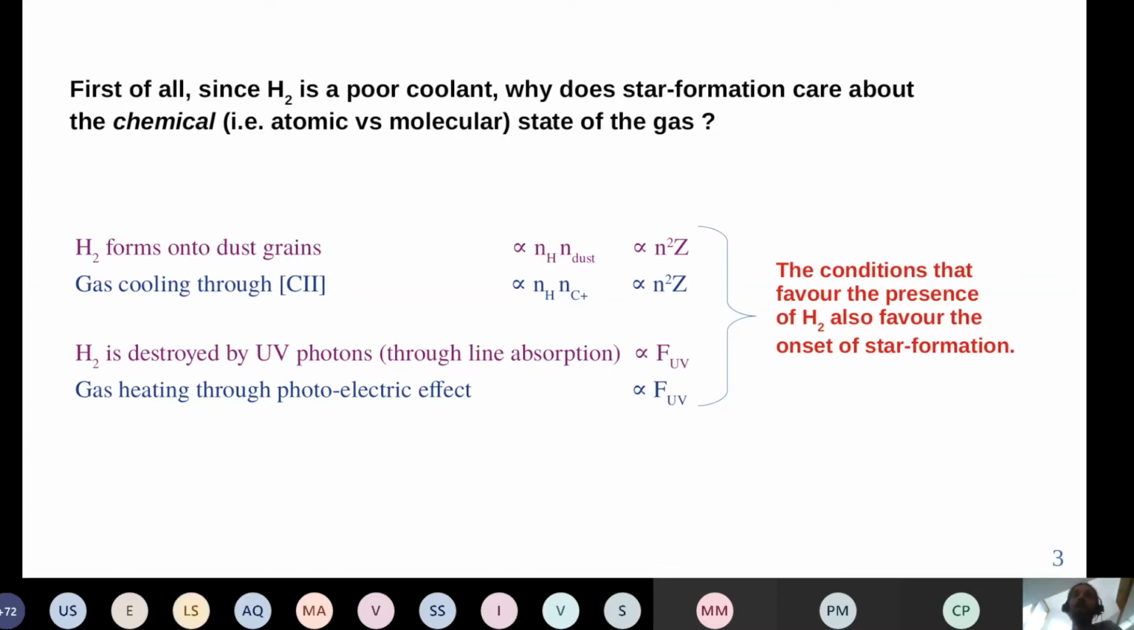Now, if we look at the destruction processes of H2, H2 is destroyed by UV photons, so it depends on the UV flux. And then the heating of the gas also depends on the UV. So basically, the conditions that favor the presence of H2 also favor the onset of star formation. There may not be direct causality between the two, but rather a correlation. So this is also why it's interesting to look for H2, even if it's not directly in molecular clouds, but just molecular hydrogen.